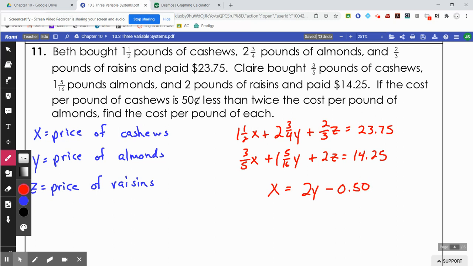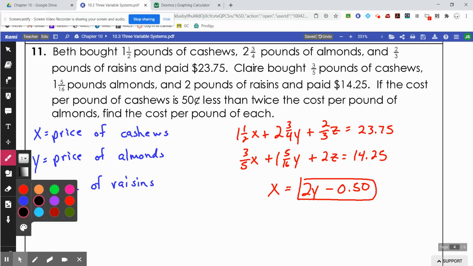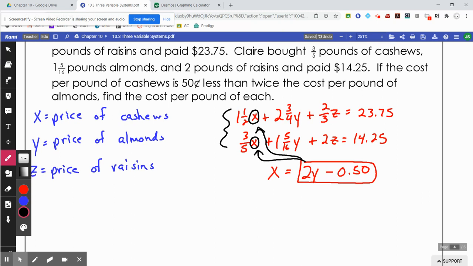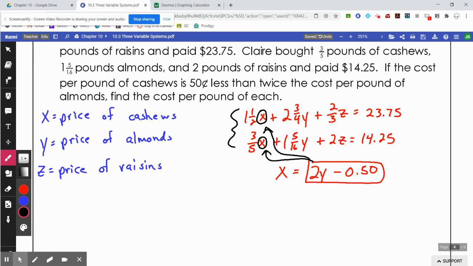And I would definitely start here. X is equal to this. So everywhere we have an X, which is here and here, you can turn these into decimals. You're going to plug that in. You now have two equations that have only Y's and Z's. Solve that, and you're going to find out that X, Y, and Z are equal to $7.50, $4, and $2.25 per pound. There are your answers.